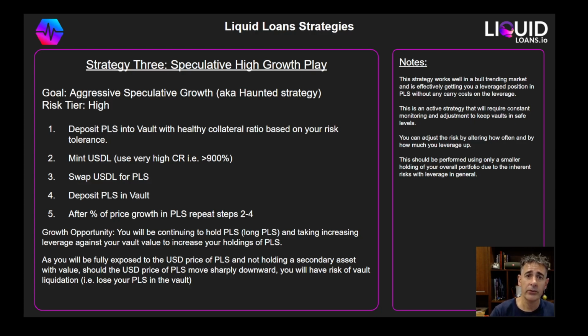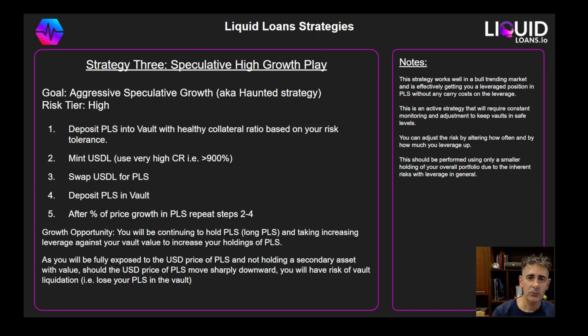So if you do want to extract the value and leverage up a little bit more, you've got to do that in a safe way, and you're going to be watching the market to do that. Okay, so it is a very active strategy. You can adjust the risk by altering how often and how much you leverage up. So we said in the original Haunted strategy, every 10% move up, you would take a bit of value out and put that into the vault.